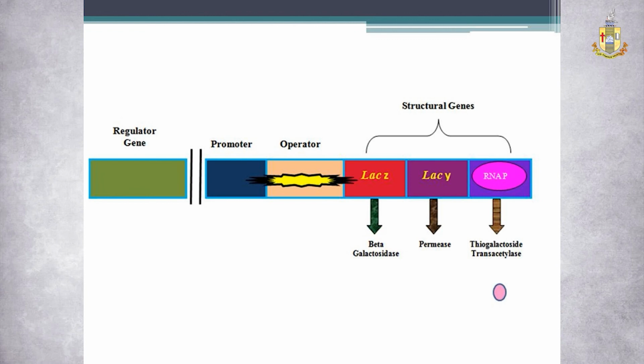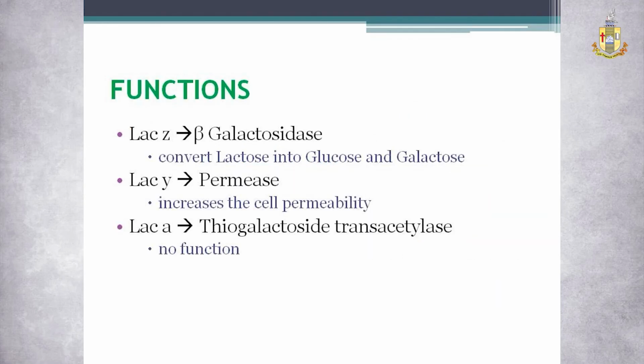LAC-Z produces the beta-galactosidase enzyme that helps to convert lactose into glucose and galactose, and now the bacteria can directly use the glucose. LAC-Y is a gene that produces the permease enzyme, which helps to increase the cell permeability. LAC-A produces the thiogalactoside transacetylase enzyme, but unfortunately this enzyme has no known function.